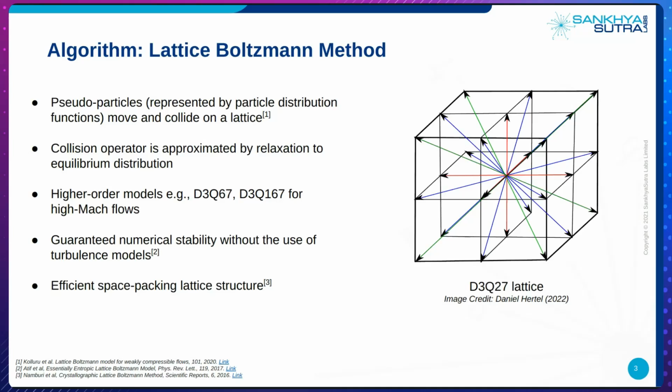The USP of SankhyaSutra Taral is that we guarantee numerical stability without the use of turbulence models. We close our equations with the help of first principles and the second law of thermodynamics, which I'll get into further in consequent slides. Another feature that makes our grid efficient and good for employing your solutions with is our BCC lattice structure, which I'll also talk about in consequent slides.